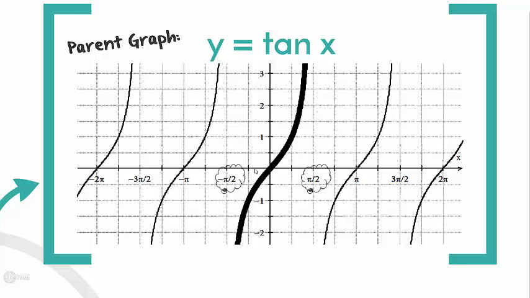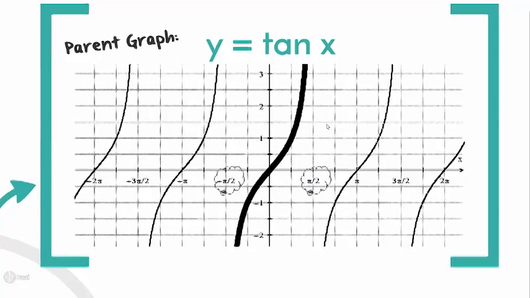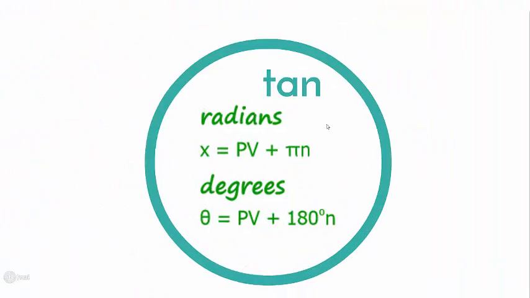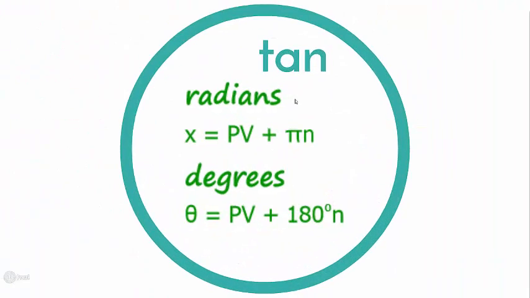So we don't have to worry about two sets of equations this time, and the distance between each of our points is just going to be pi instead of 2 pi like sine and cosine. So then when we look at our general solution equations for tangent, we just have one. Okay, so we're just looking at our principal value and adding pi times, again, that n represents some integer value. Could be positive, could be negative. If we're in degrees, remember the degree equivalent of pi is 180. So we have in degrees principal value plus 180 times n, in radians principal value plus pi times n.